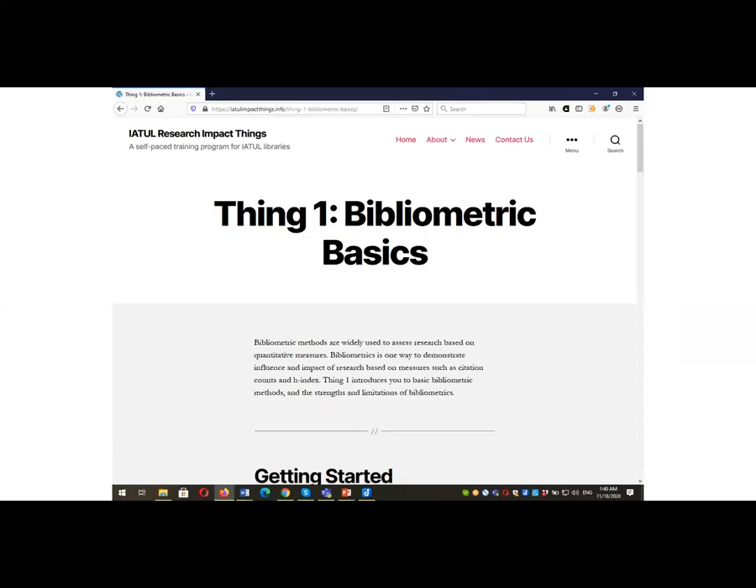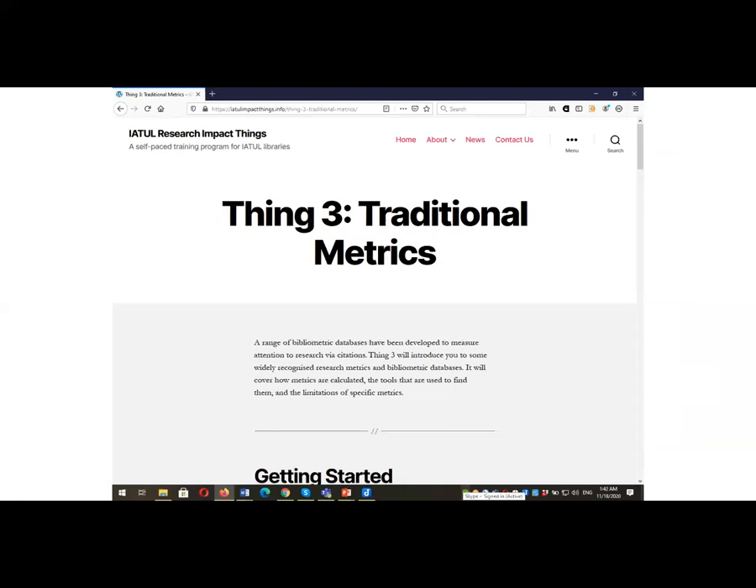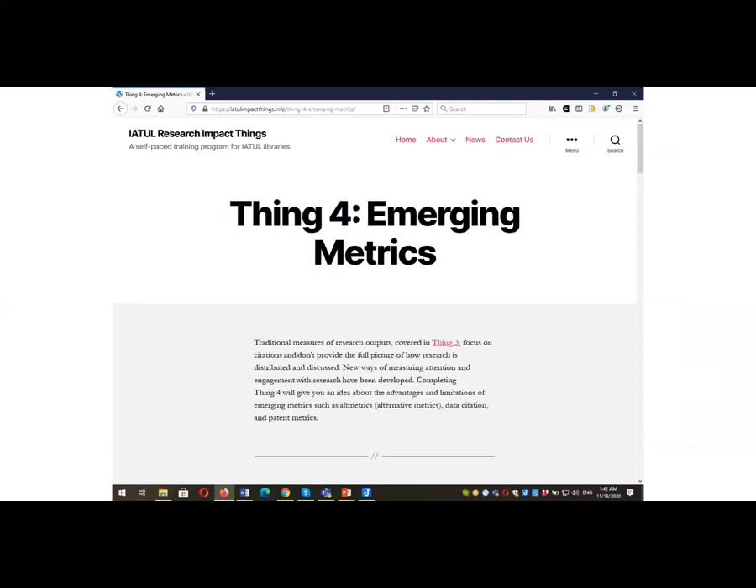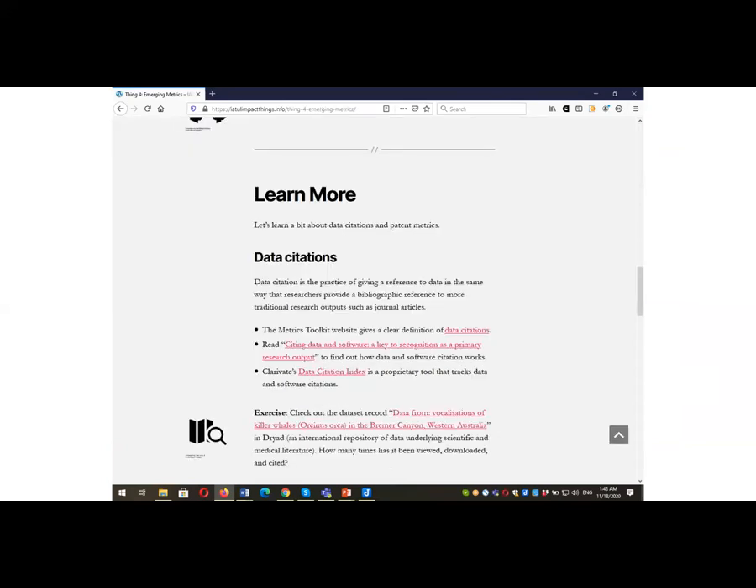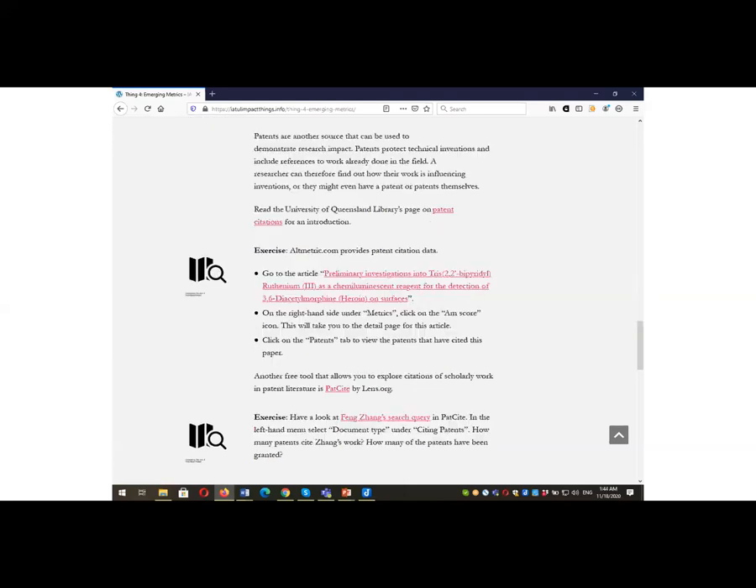So for example, basics of bibliometrics, how to get started, what are the challenges and issues, traditional metrics, measuring citations, emerging metrics, and we'll come to emerging metrics in a minute. But for example, here they look at data citations because that's a new area. There are a lot of initiatives going on also to track how data sets are cited and use that as an indicator of impact. Or also patent citation data. And there are free tools for that, for example, lens.org, where you can see information about patents from your researchers or your institutions.